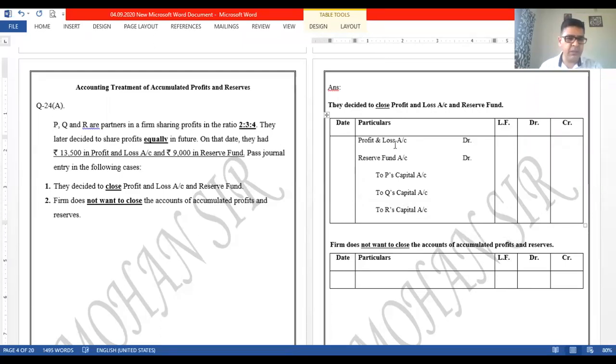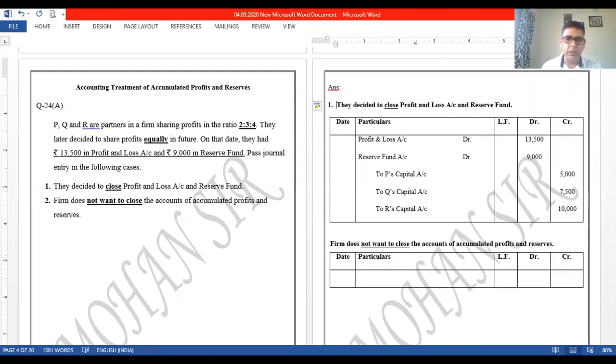Now let us check the balances. Profit and loss can be seen as 13,500. Reserve fund can be seen as 9,000. The total comes to 22,500. Now this 22,500, I want you to distribute in the ratio of 2:3:4. 22,500 divided by 9 is 2,500. So that will be 5,000, 7,500 and 10,000. So this is how case 1 can be solved.